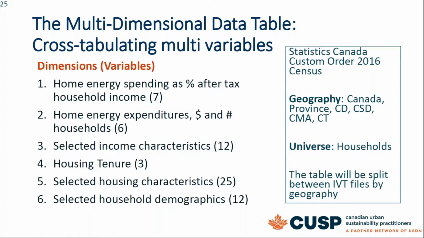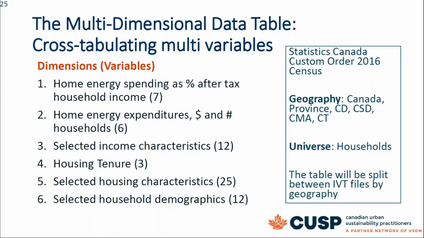So what you see here are six what are called dimensions. And a dimension is, you could say, a topic or a theme. And then the number in brackets after each dimension would be the number of variables associated with it. So home energy spending as a percentage of after-tax household income is essentially the energy burden. So there will be 7 variables for energy burden.